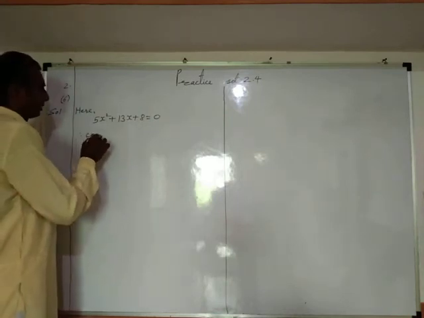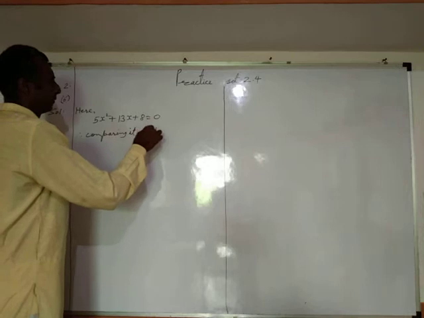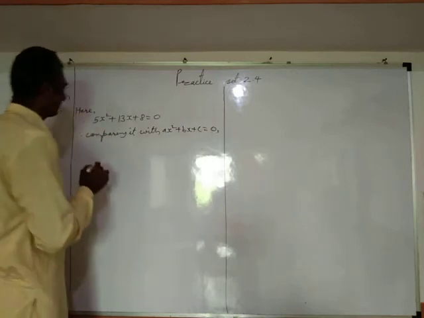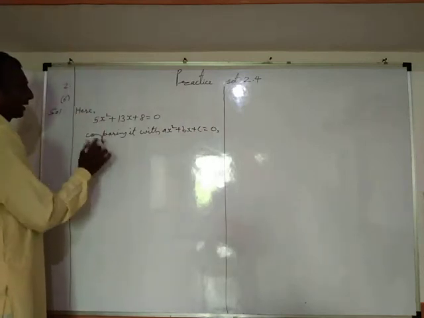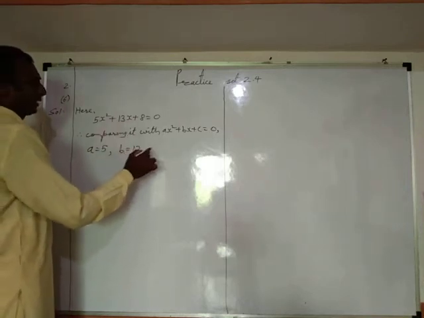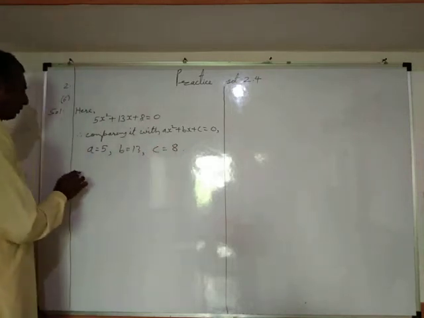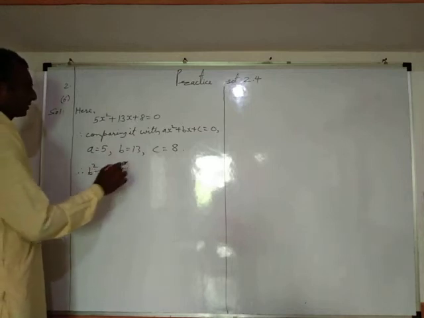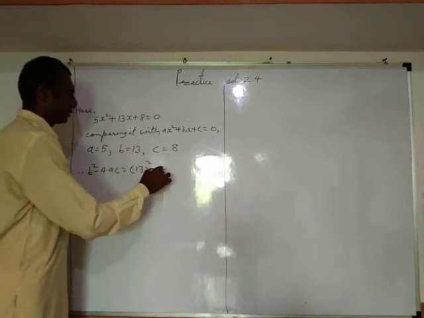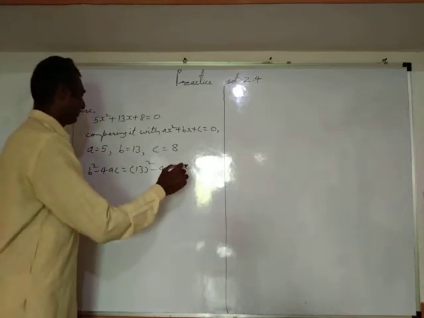Therefore, comparing it with ax square plus bx plus c equal to 0, a is the coefficient of quadratic term which is 5, b is the coefficient of linear term which is 13, and c is constant term which is 8. Therefore b square minus 4ac equals 13 square minus 4 into value of a is 5 into value of c is 8.